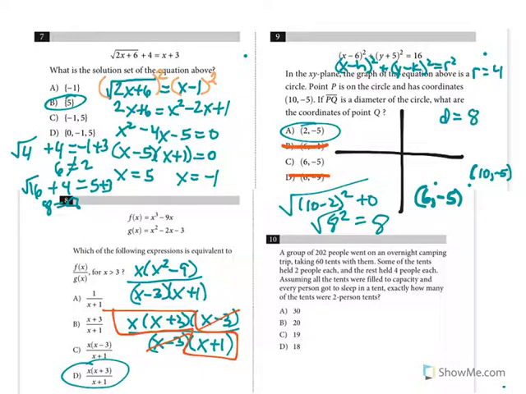Okay. A group of 202 people went on an overnight camping trip, taking 60 tents with them. Some of the tents held 2 people each, and the rest held 4 people each. Assuming all the tents were filled to capacity and every person got to sleep in a tent, exactly how many of the tents were 2-person tents?